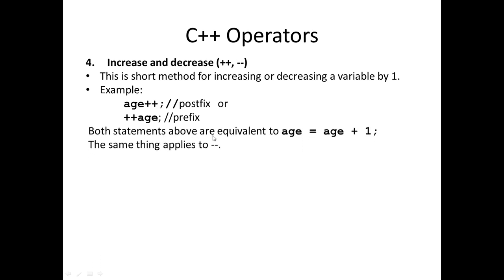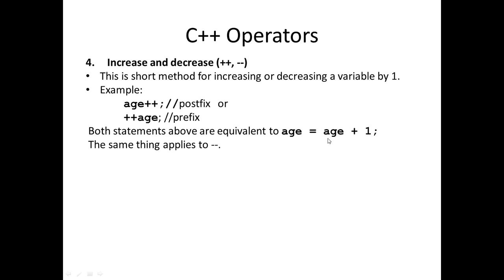Like I said, both statements above are equivalent to age = age + 1. Remember what we said, that it is adding 1 to the variable. So it is the same thing as writing age = age + 1. If you want to use a compound assignment, if you look at this now, you will see that age is on both sides. So this could be written as age += 1. Age += 1.